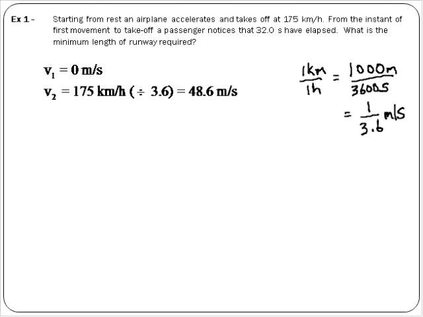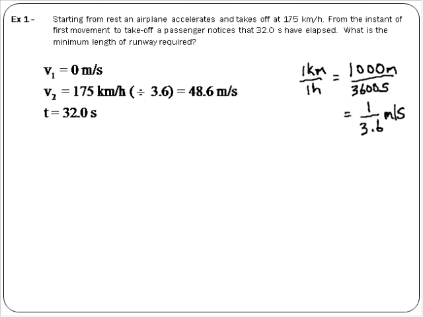So what we do then is the other piece of information that we are given, you'll notice up right here, 32.0 seconds have elapsed. So a passenger is actually timing how long it takes this plane to lift off the runway. Okay, so that means that our time is given as 32.0 seconds. So there's 3 variables that we're given.